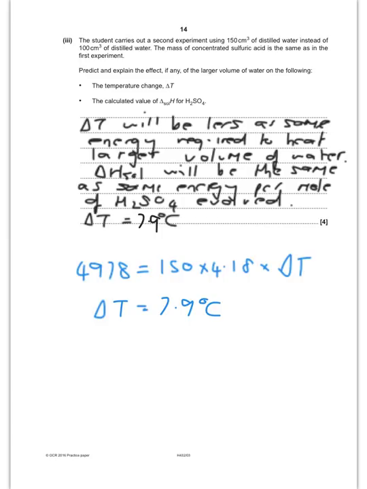However, your enthalpy of solution will be the same because you'll have the same energy per mole produced. And your change in temperature will now be 7.9 degrees C. And I've worked that out by taking the energy that I produce, but now this is being spread over 150 centimeters cubed. And if you rearrange that, you get delta T to be 7.9 degrees C.